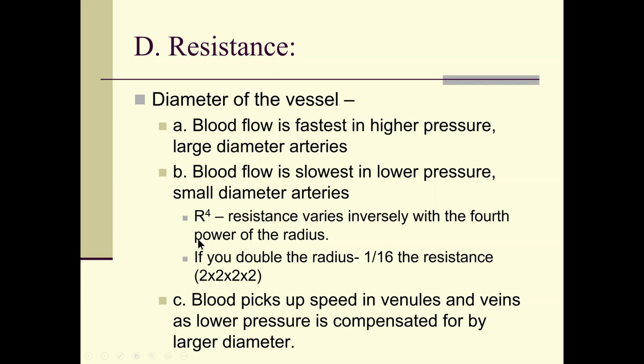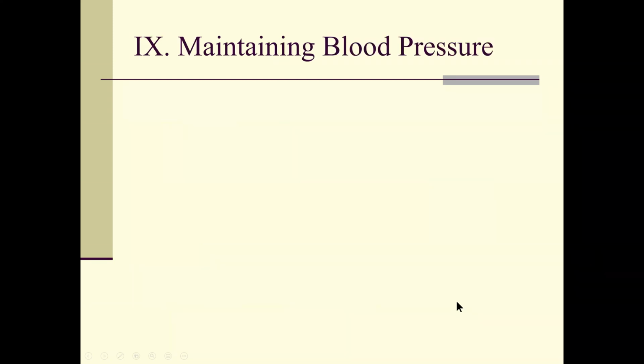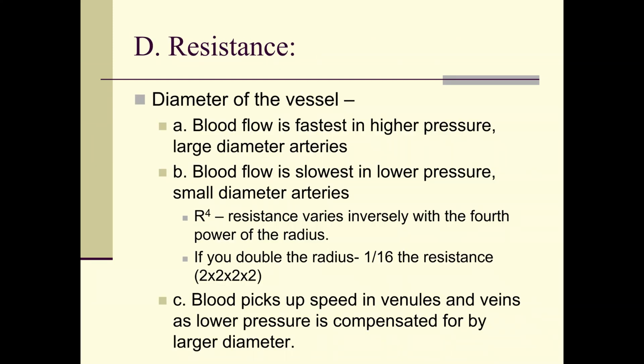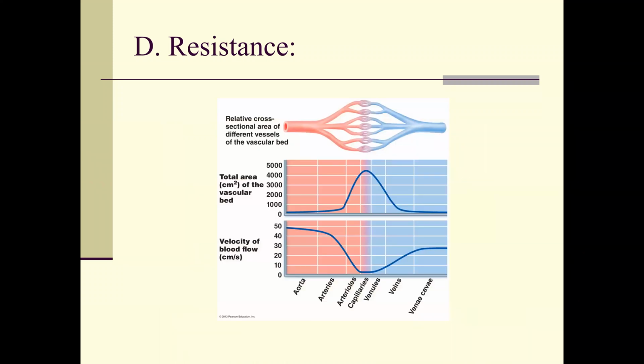And it's related to the fourth power. So if you double the radius, in other words, if you go from 1 to 2, if you use the fourth power, then you've got 1/16 the resistance. Blood picks up speed in the venules and veins as lower pressure is compensated by the larger size of the vessels.